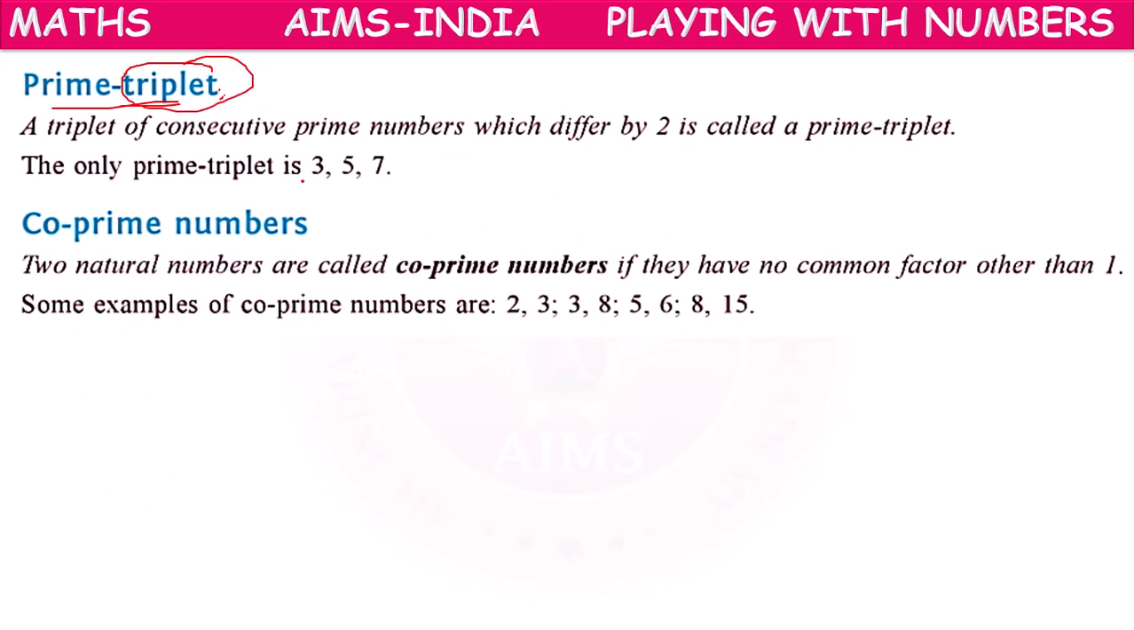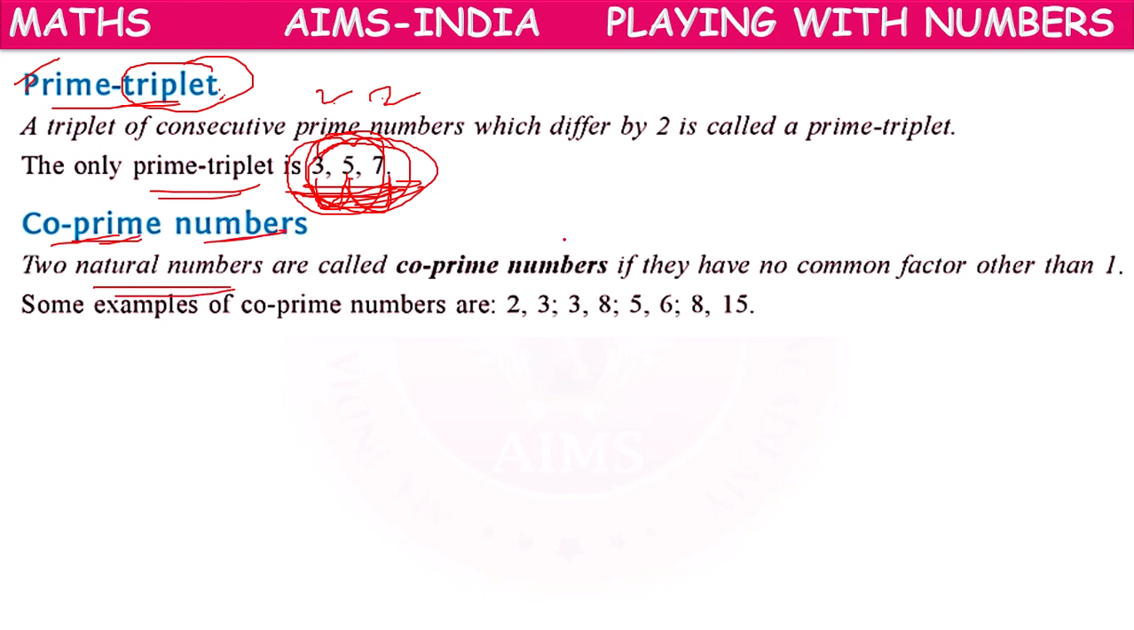for 3 consecutive prime numbers, if the difference of the first 2 is 2, and the difference of the next 2 is 2, means these 2 consecutive prime numbers differ by 2, next 2 consecutive prime numbers differ by 2, then this group of 3 numbers is called a prime triplet. So 3, 5, 7 is the only prime triplet we have in the numbers.